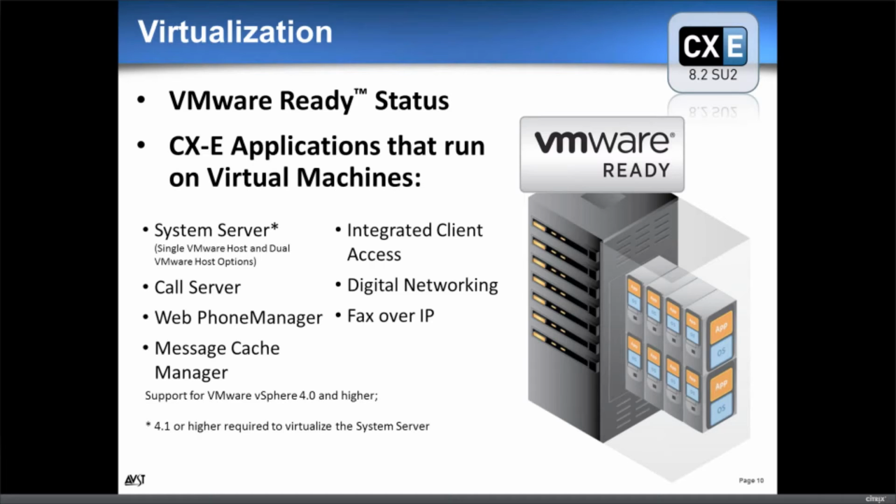Now, there's a couple of things you have to look at when you do that. The system server piece, because it has a hardware resource requirement, which is the USB security dongle. That has some specific requirements in terms of what levels of VMware you have to do. And the call servers, the part that connects to the phone system, in some integrations requires physical cards, Dialogic or Aculab cards. And in that case, that call server can't be virtualized. But if you can go to an IP-type integration, then the entire solution can be virtualized.